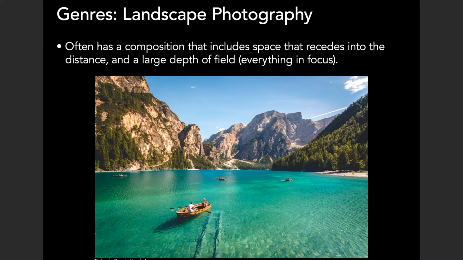Okay, so let's jump back to genres. One classic genre is landscape photography. When you're taking pictures of a landscape, usually you want to include a lot of it in your photograph. So there's a lot of space, a lot of distance in landscape photography, and they often have what's called a large depth of field, which basically just means you're not blurring out the background. Everything's in focus. So in this picture, the people in the boat up front are in focus, and the big mountains in the distance are also in focus, because of all the beautiful details.